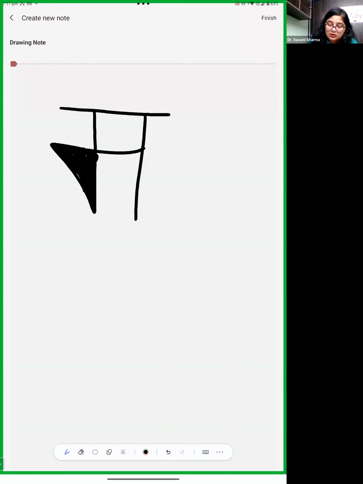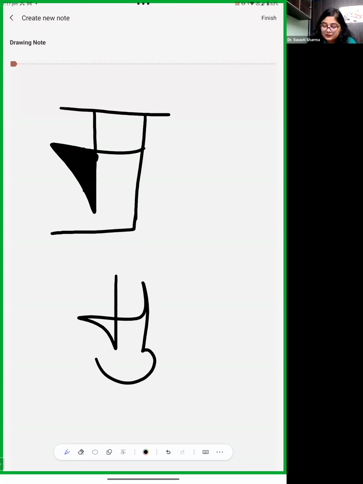This is letter sh. Okay. So we can find two types of matras in sh. It can be like this and it can be like this. We can find both methods with letter sh.